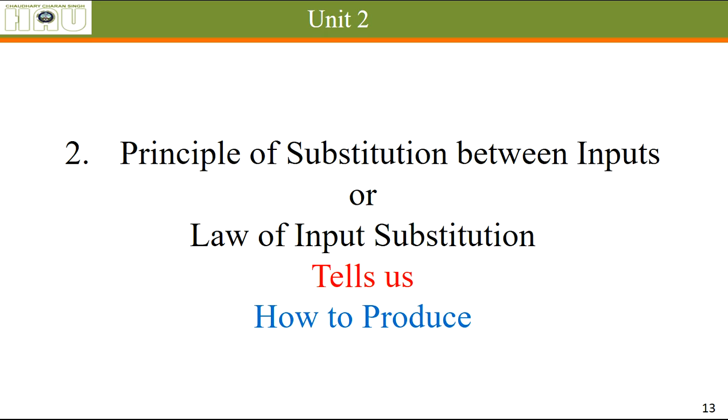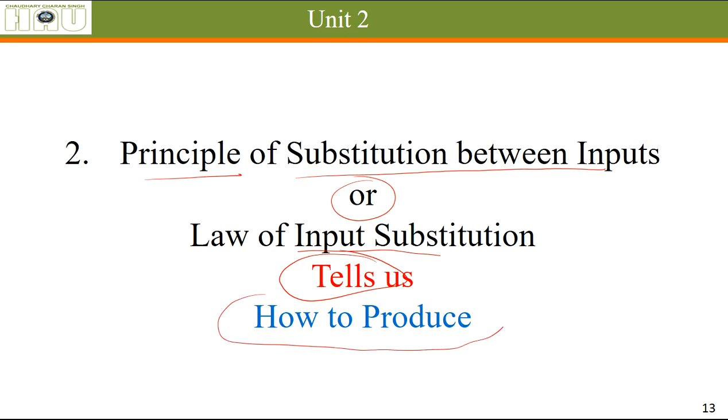So the second principle of farm management is the principle of substitution between inputs, or we can also call it the law of input substitution. What does it tell us and why do we study it? It tells us how we should proceed in terms of production. How should we decide how to produce? Okay, we'll get to know about it now.